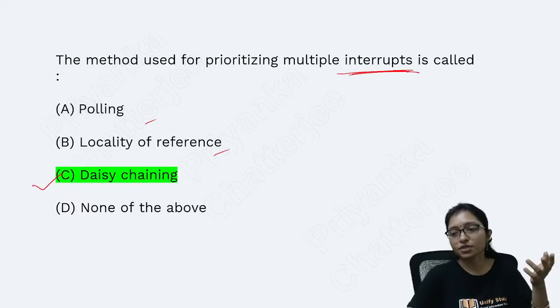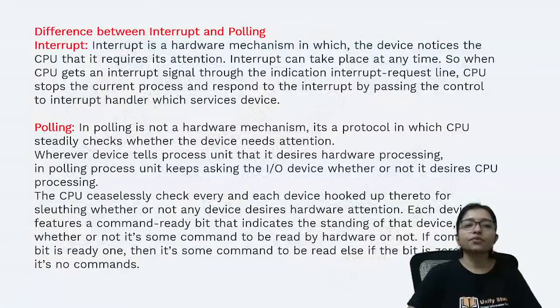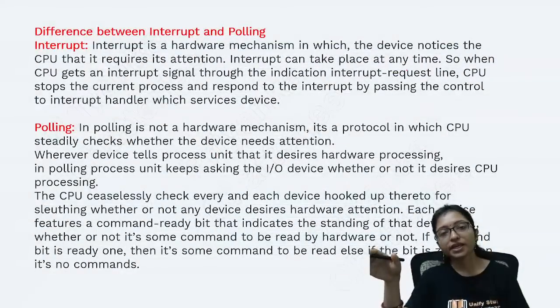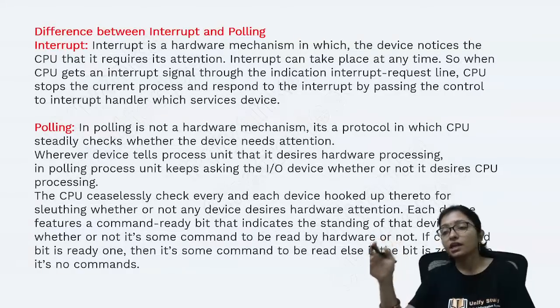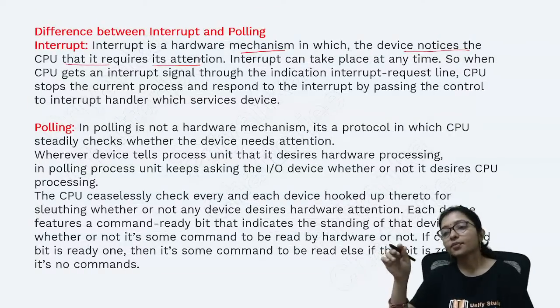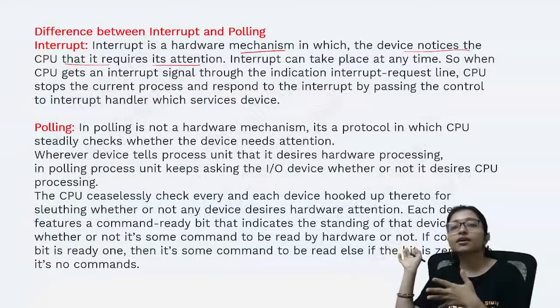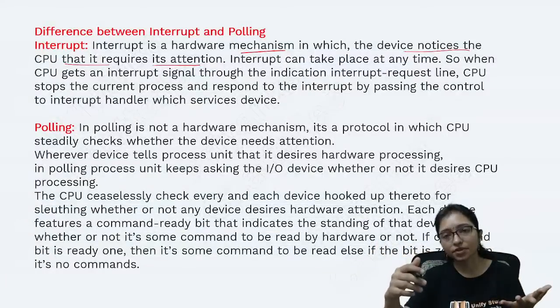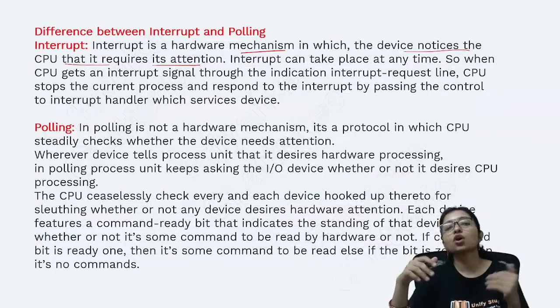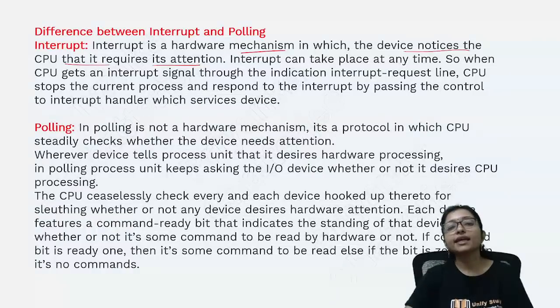Different types of interrupt. Now, what is the difference between interrupt and polling? Polling and interrupt. What is the main difference? Interrupt is a hardware mechanism in which the device notifies the CPU that it requires attention. Whenever the CPU is working, suddenly some interrupt comes from any hardware. So the CPU understands that yes, it requires attention. This is called interrupt. But polling is not a hardware mechanism. That is the main difference.